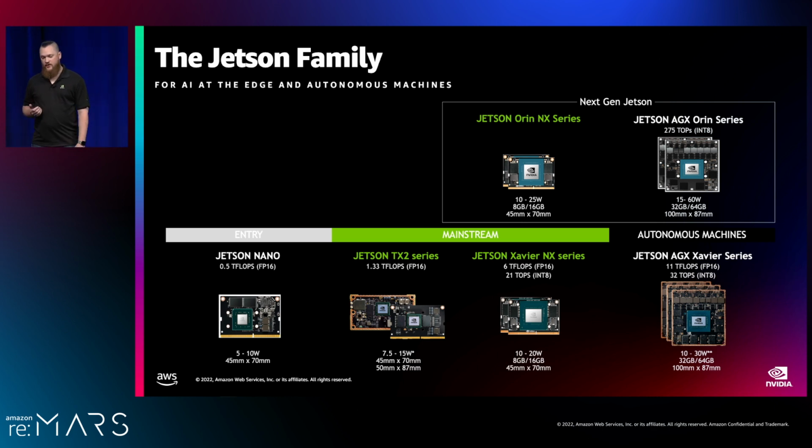One of the cool things I want to point out is the performance differences that we have here. The AGX Xavier on the bottom will give you 32 teraops of performance, which is really, really good. You can run multiple AI models with that. But if you want to scale that up to run tens of AI models or hundreds, depending on the size of them, you can go to the AGX Orin, and it gives you 275 teraops. So almost a 10x improvement.